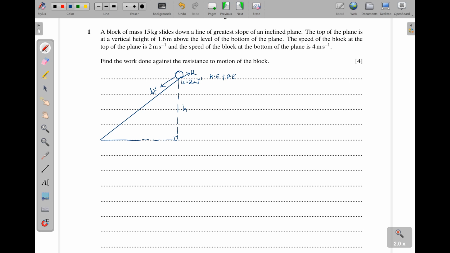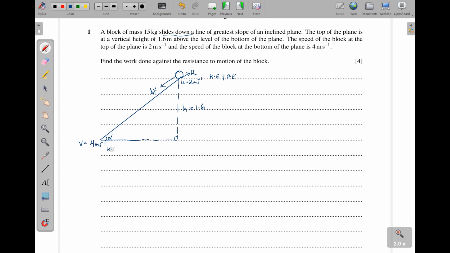Actually, this vertical height is given as 1.6. We don't need to know the angle since we know the h here, because usually h is equal to d sine of the angle, but we don't need it. Now, down here, the speed is 4 meters per second. I can call it v because it is sliding down. So this will be the final.